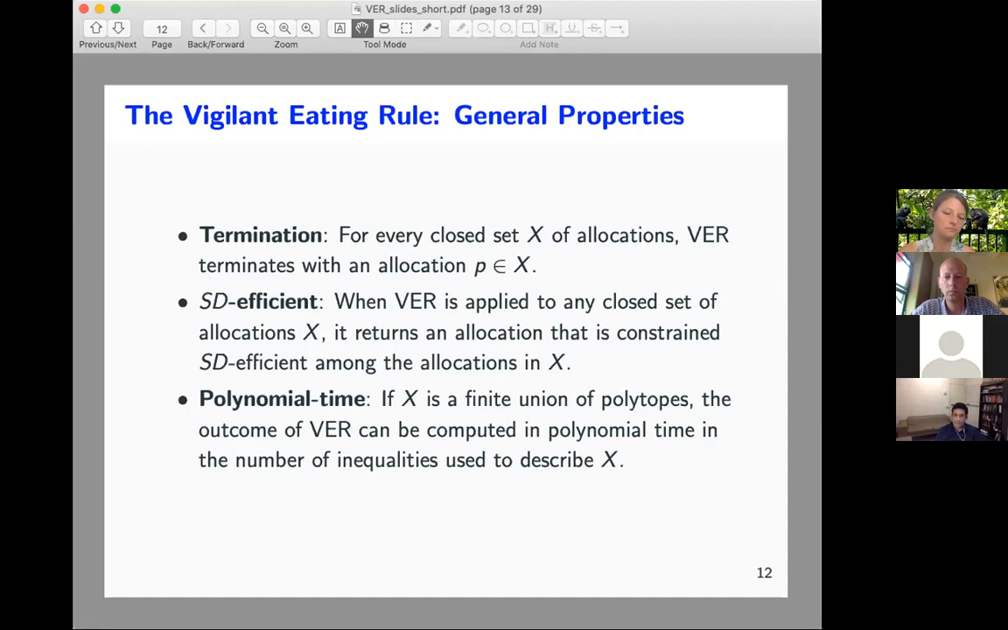Thirdly, as far as computation is concerned, as long as X is a finite union of polytopes, the outcome of VR can be computed in time which is polynomial in the number of inequalities used to describe this feasible set. So for example, if we're just dealing with linear inequalities to describe the feasible set, we can solve this problem in polynomial time.